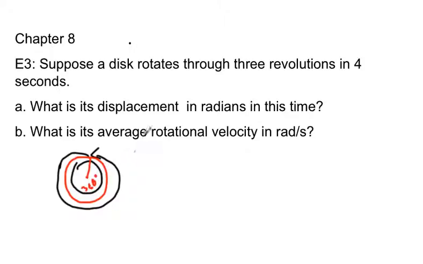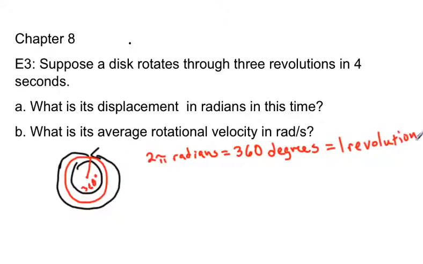Well, if you look in your book, 2 pi radians is equal to 360 degrees, which is equal to 1 revolution. So we did 3 revolutions. And I want to convert this, this is what A is asking. I want to convert this 3 revolutions into radians.